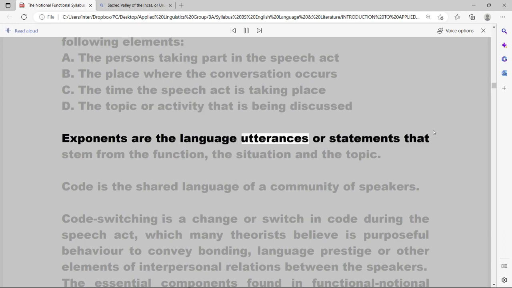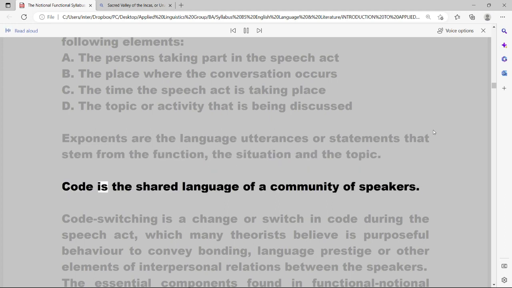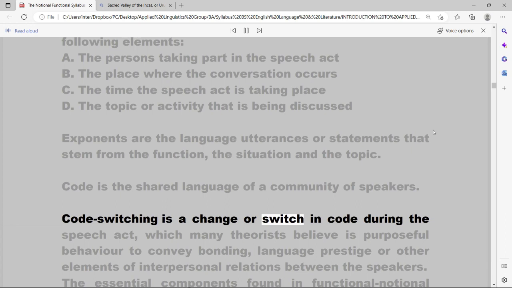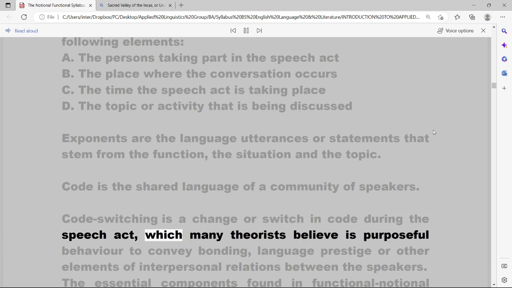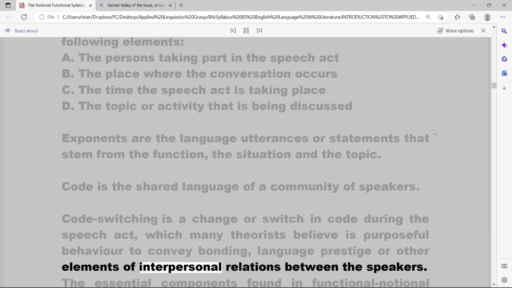Exponents are the language utterances or statements that stem from the function, the situation, and the topic. Code is the shared language of a community of speakers. Code switching is a change or switch in code during the speech act, which many theorists believe is purposeful behavior to convey bonding, language prestige, or other elements of interpersonal relations between the speakers.